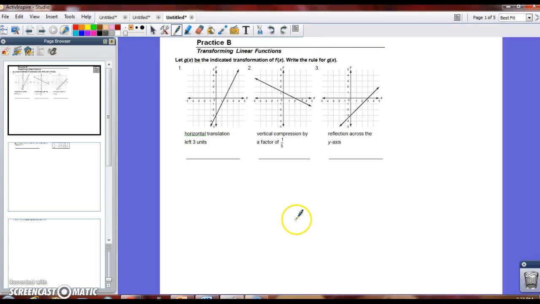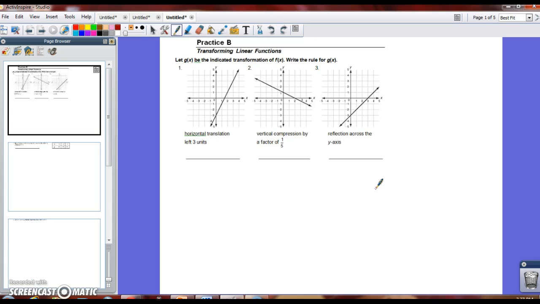Hi everyone, I'm going to go ahead and go over the assignment from Transforming Linear Functions because I know several people had some questions and difficulties with the assignment. So let's go over these. The first three problems are up here on the screen for you. We're talking about transforming linear functions.